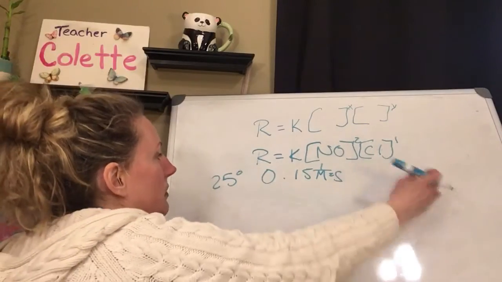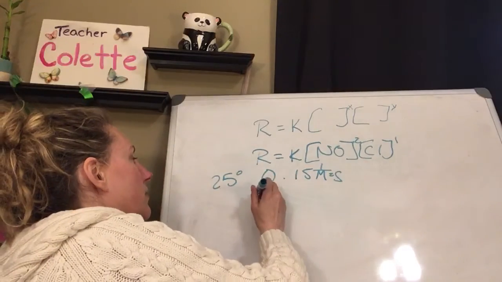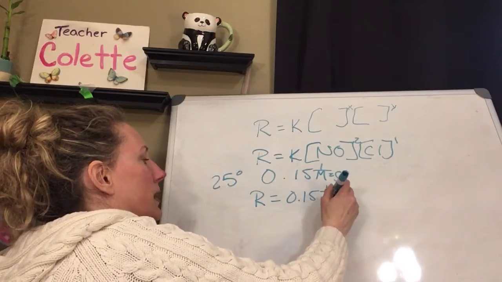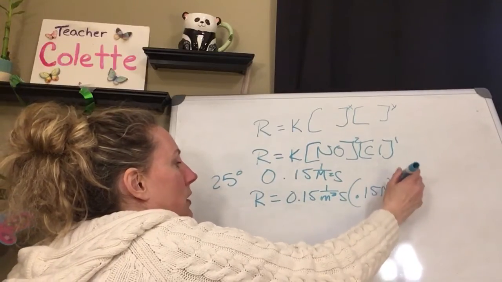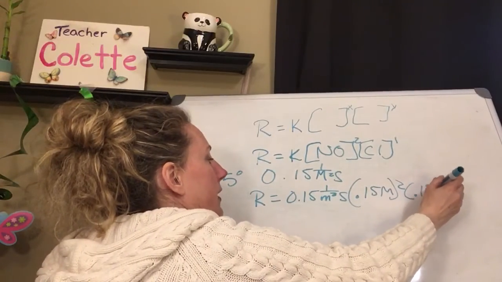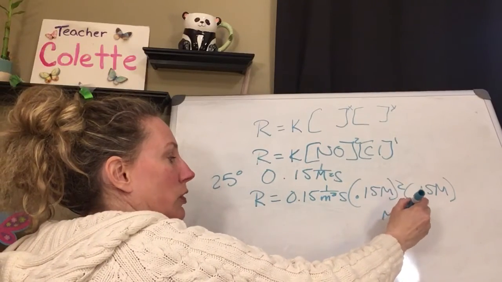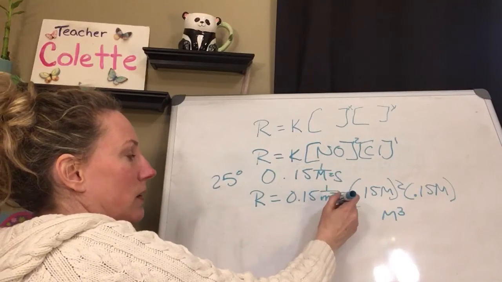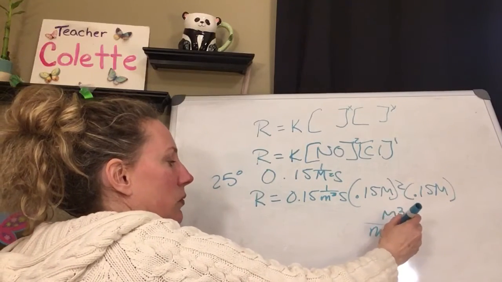So if he runs this reaction and he has the concentrations of both of them at 0.15, you're going to have your rate equal to 0.151 over M squared s times 0.15 molar squared, because that's the concentration he said it was, times 0.15 molar. So my units: this would be molar cubed, M squared times M gives you M cubed, and your units here are over M squared s.